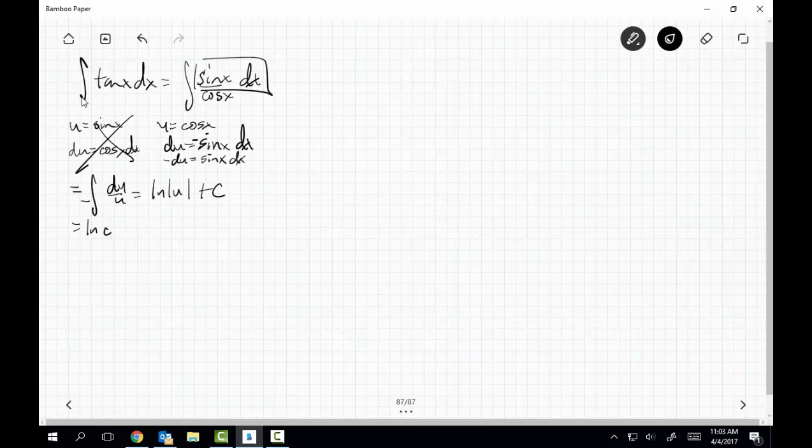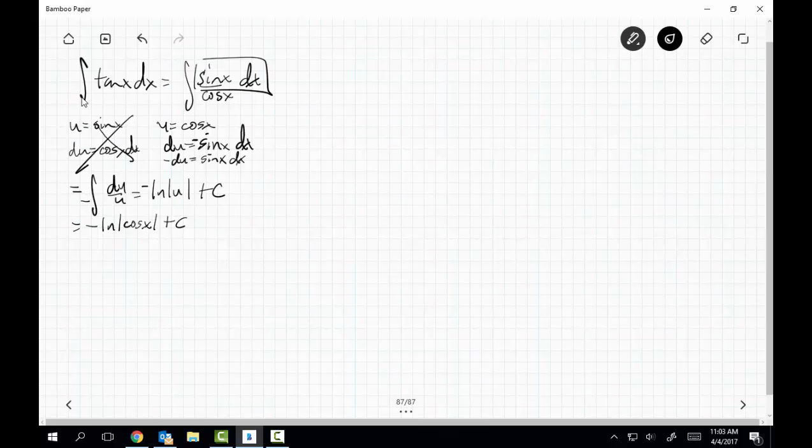So I'm going to put a negative here, and I'm going to put a negative here, and this becomes, now I'm going to have to do a little erasing, give myself some space. This becomes the negative natural log of the absolute value of whatever u was, which is cosine of x, plus c. It's not a really intuitive antiderivative. It's like, how did we get from a trig to a natural log?